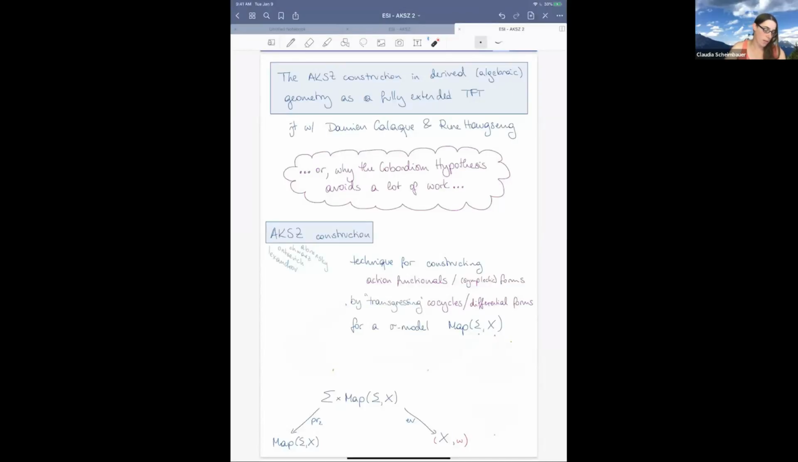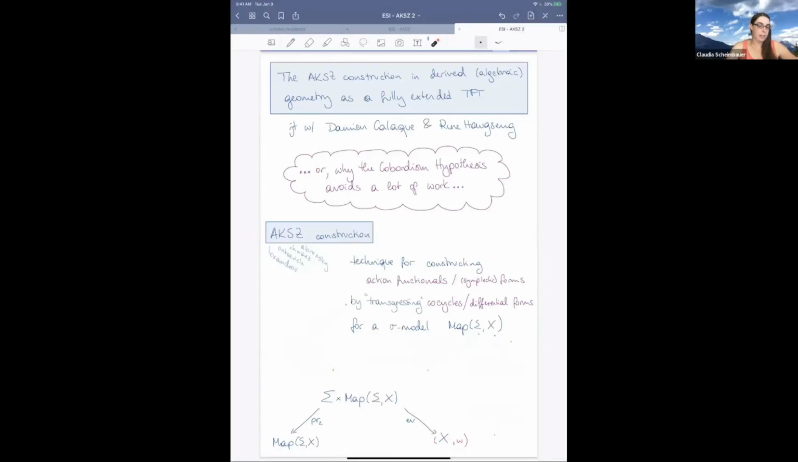And maybe the subtitle of this talk could be, or why the Cobordism hypothesis avoids a lot of work. So we will see, hopefully at the end, a glimpse of why actually trying to construct this thing in detail is kind of annoying and painful, because you want some things to commute that just don't. And you have to work quite a bit to avoid that. However, if you use the Cobordism hypothesis, the result that I'll be talking about is actually fairly easy in comparison.